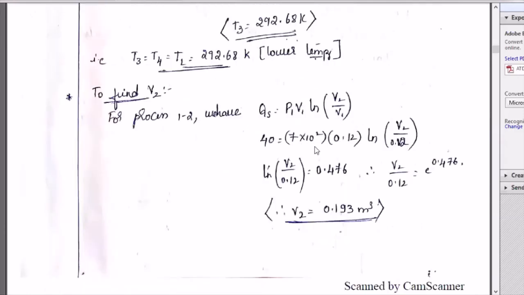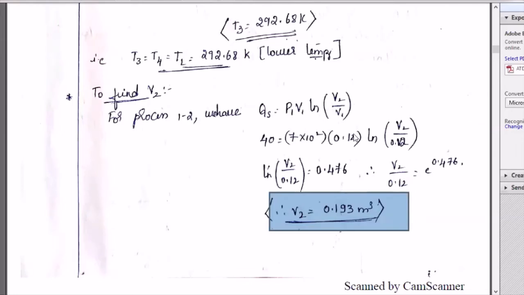Converting it into kilopascal, P1 is 0.12 ln of V2 by V1, where V1 is again 0.12. So V2 is the unknown. I can find out the V2 value, and the V2 value we obtain is 0.193. So this is the way I will find out the value of V2. Be very careful, and keep this in mind, it is very useful for you.